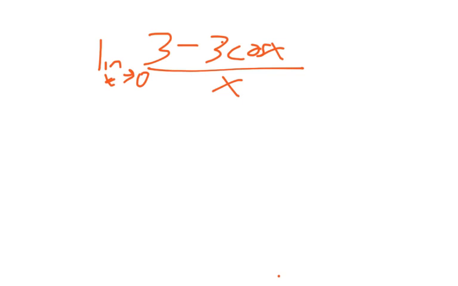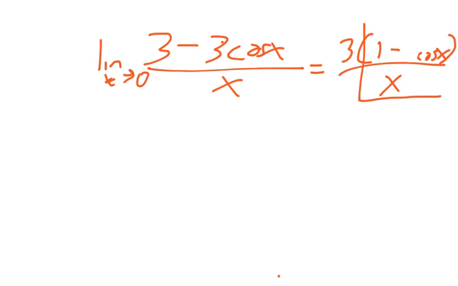For this next problem, we have one of our trig problems. So we've got 3 minus 3 cosine of x over x. The only real thing I can do is try to factor out this 3. So we've got 3 minus 3 cosine of x divided by x. Sorry, let's try that again. When I've factored out the 3, I still have a 1 minus cosine of x.